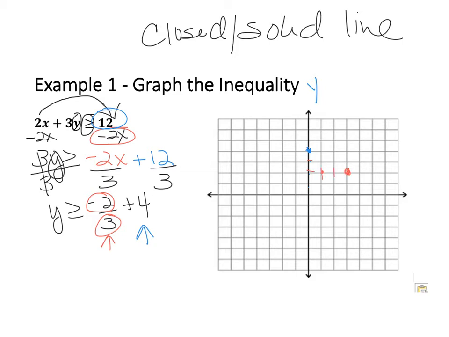So there's another point. And I can use my slope again. I fall down 2 and I run over 3. And if I connect those dots, and remember, solid dots, solid line. So this is my line.